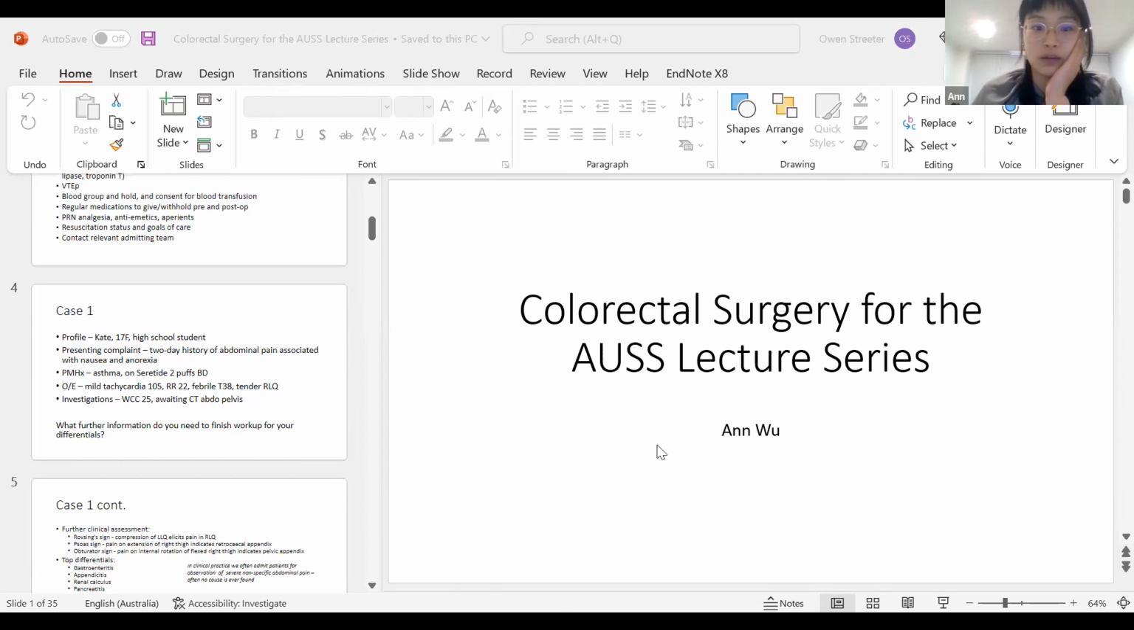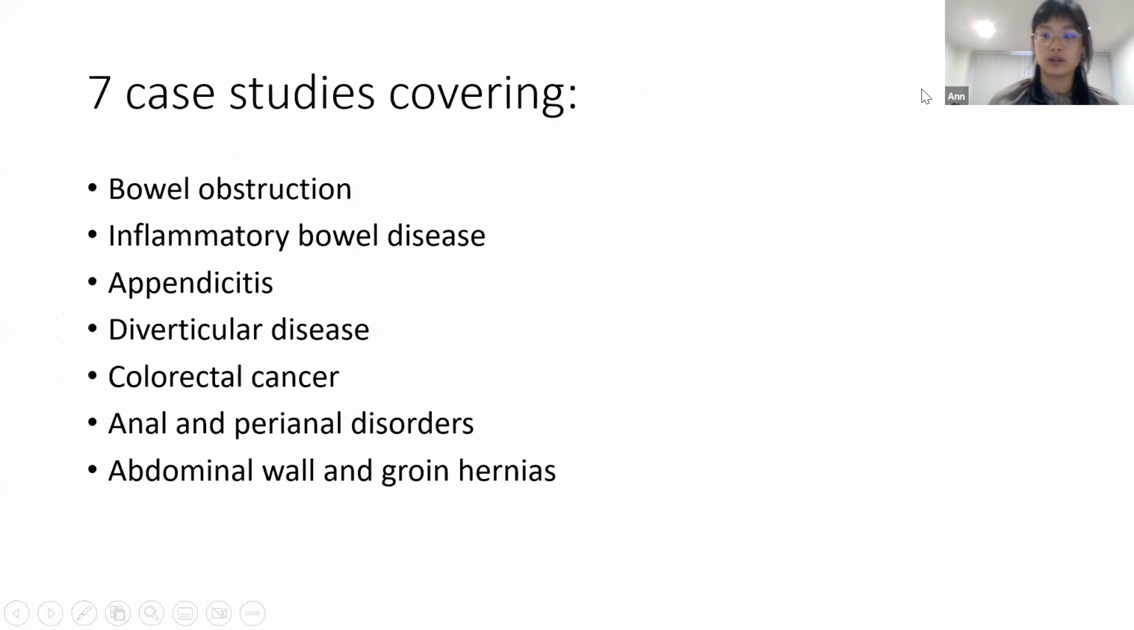So the way that we're going to go through it today is I've got 7 case studies with just a brief clinical stem and then an approach to how to assess for the presentation, and the presentations will cover a few different common pathologies, which are bowel obstruction, both small and large, inflammatory bowel disease, appendicitis, diverticular disease, colorectal cancer, anal and perianal disorders, and hernias.